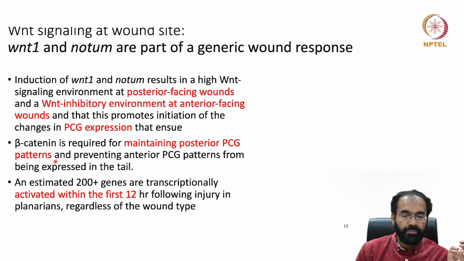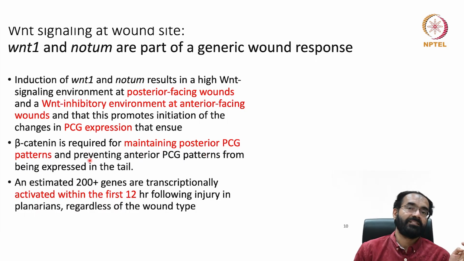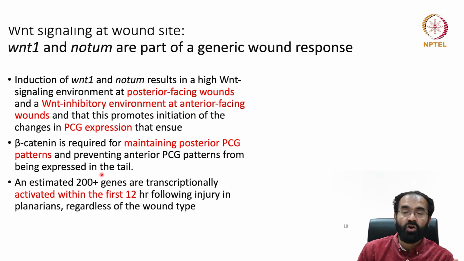Beta-catenin is required for maintaining the posterior PCG pattern. Beta-catenin has to be stabilized for maintaining the posterior identity with the help of the respective PCGs, and preventing the anterior PCG pattern from being expressed in the tail. You don't want a head in the tail region. So that is taken care of by the maintenance of PCGs, which is facilitated by active Wnt signaling in the posterior end.